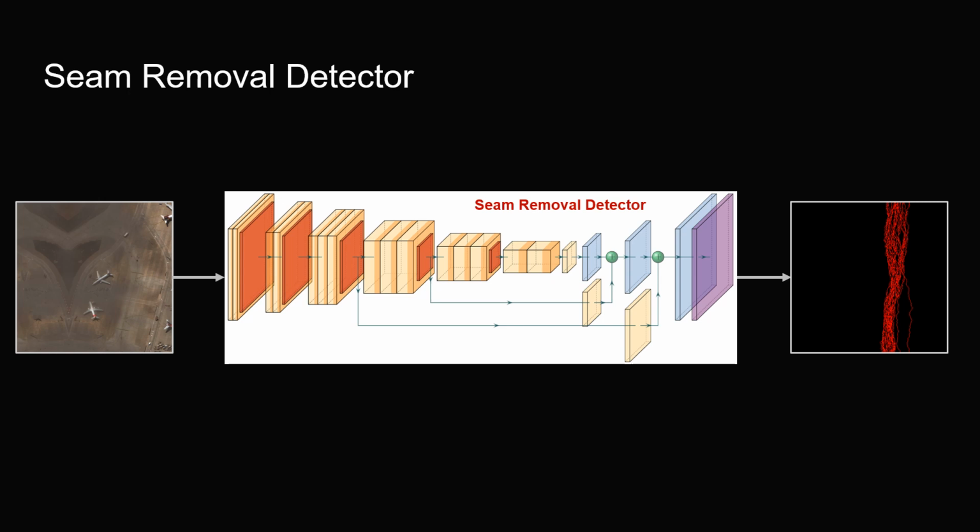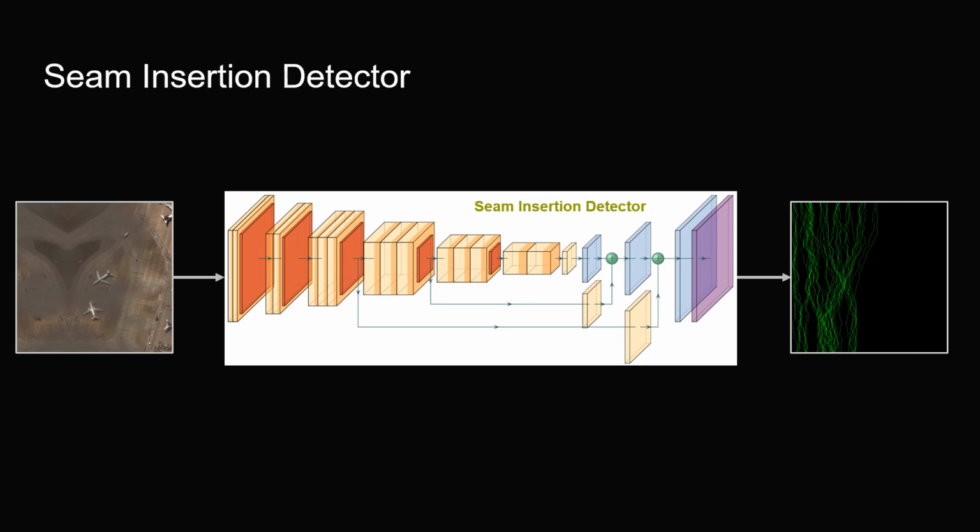Let's look at the approach that we developed to detect seam carving. Initially, we trained a seam removal detector that accepts an image, in this slide a manipulated one, as input and generates a pixel-wise classification mask at the output using a U-Net-based architecture that utilizes an EfficientNet-based encoder. Similarly, we have a seam insertion detector which utilizes the same network architecture.